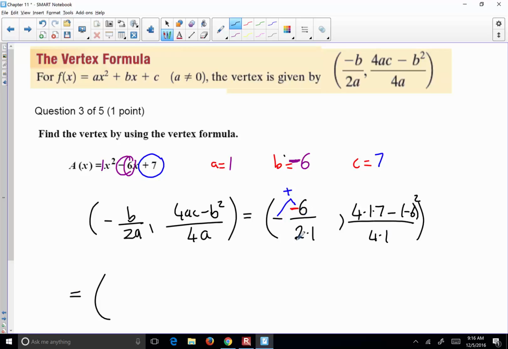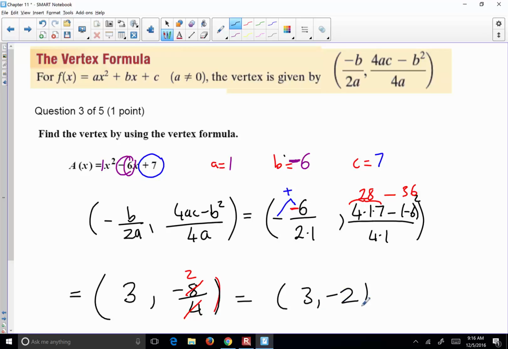This is positive 6 over 2, that's 3. And this is 4 times 1 times 7, what is 4 times 1 times 7? 28, minus 6 squared is 36. 28 take away 36 is minus 8, and the bottom is 4. Wait a second, what's 8 divided by 4? It's 2, right? So the result is 3, negative 2.